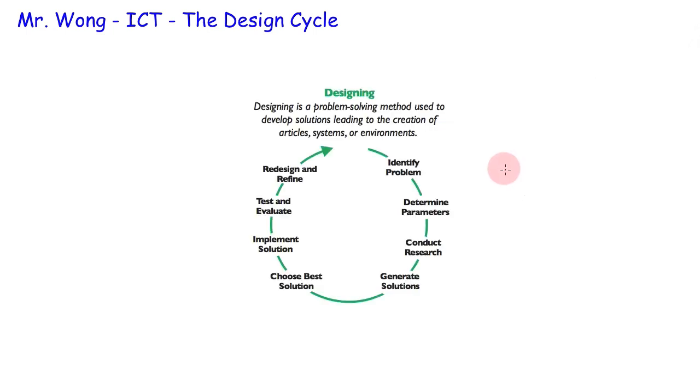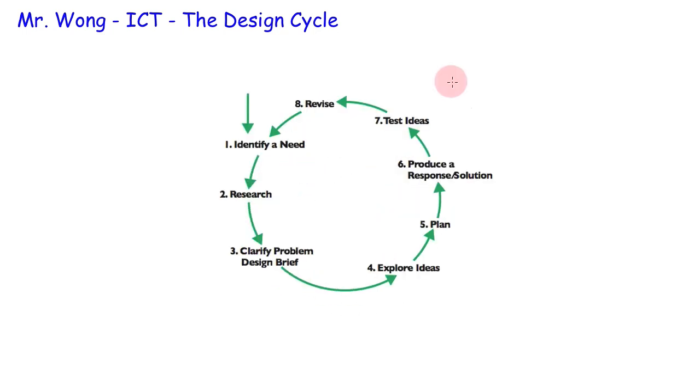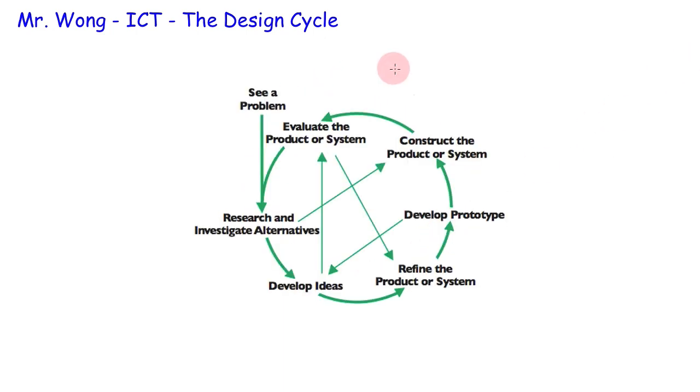This is a circular design, also called a design cycle. It has certain phases in it: identify problem, determine parameters, conduct research, generate solutions, choose the best solution, implement solution, test and evaluate, redesign and refine, and you start all over again. Here's another that is slightly different. And here's another that takes on many different paths.